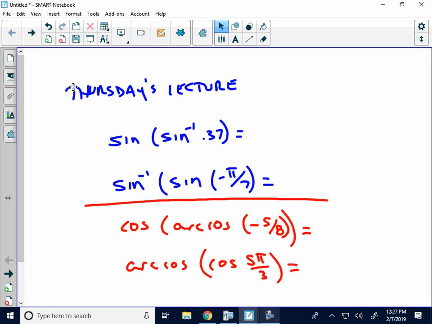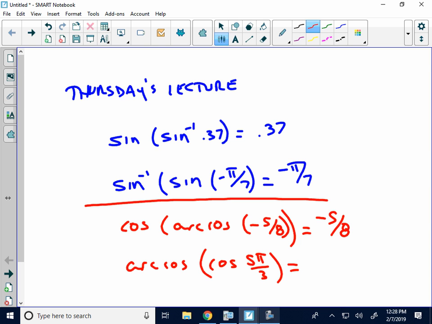And if we look at these as inverse functions, you see that this one really has an answer of 0.37, and this one has an answer of negative pi over 7, and this one has an answer of negative 5/8. Now, none of these are calculator problems, by the way, but this one is not equal to 5 pi over 3. And in fact, if we had to figure out what it was equal to, it would have to be equal to pi over 3.